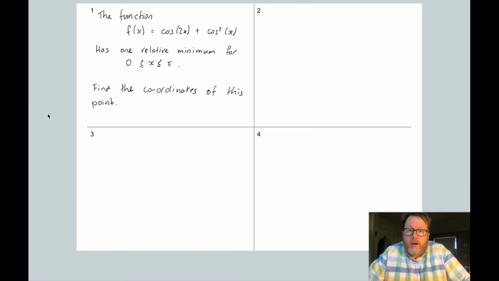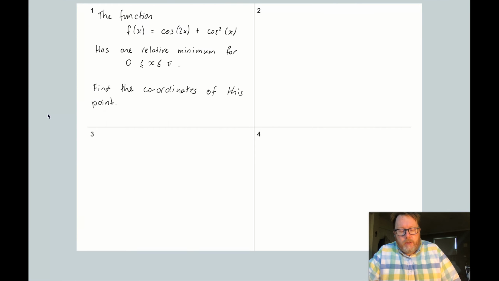And we're told that there's one relative minimum for x between 0 and pi, and we're asked to find the coordinates of this point. So that's what we're going to do. Let's get to it. We're trying to find a relative minimum, and that should scream out one thing to us, and that is find the derivative and set the derivative equal to 0. That's what we do for all functions to find maxima and minima.